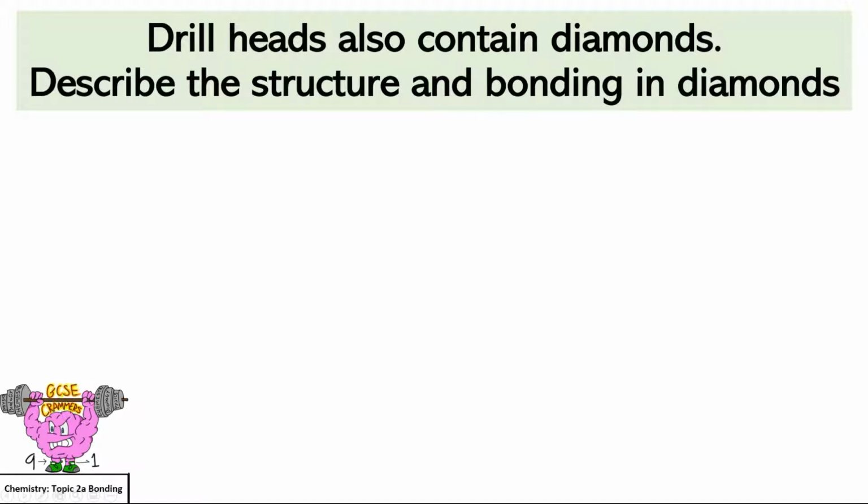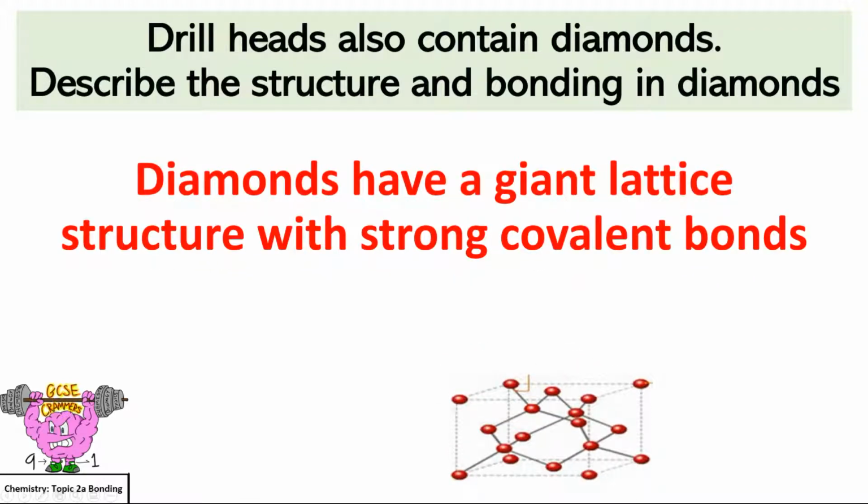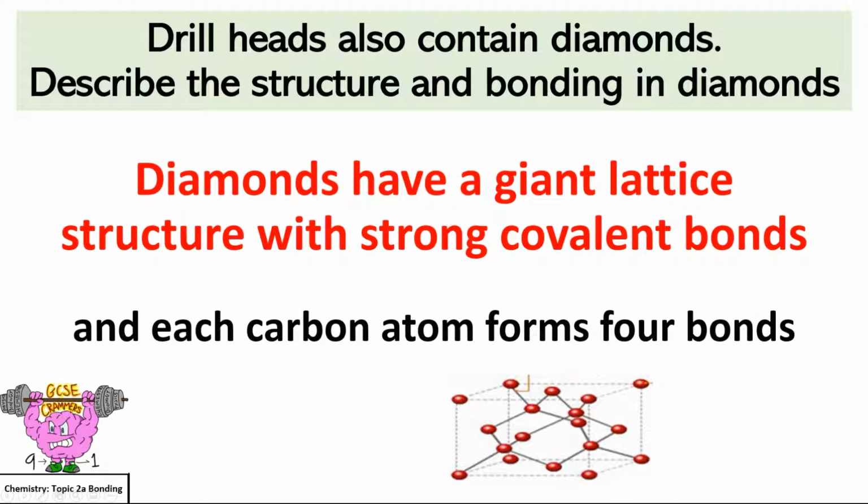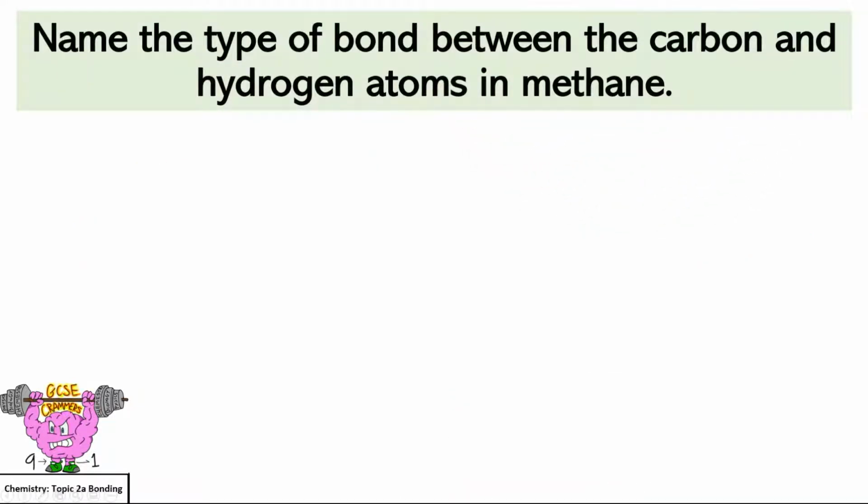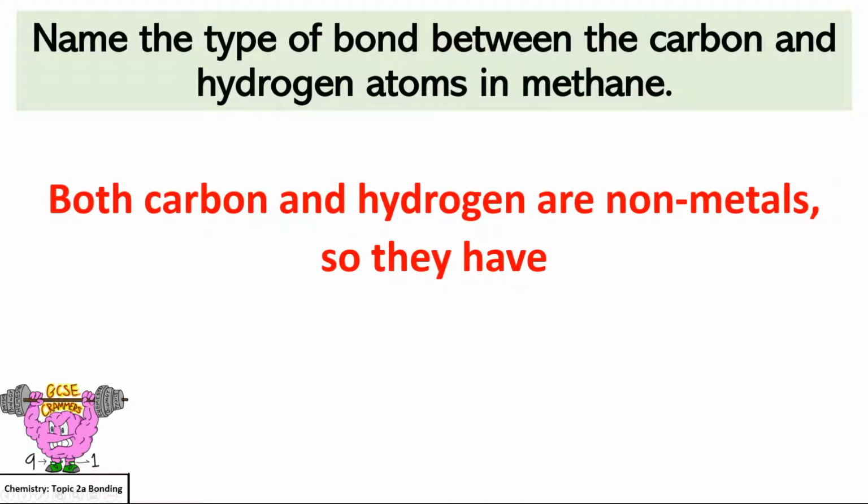Describe the structure and bonding in diamonds. Diamonds have a giant lattice structure with strong covalent bonds, and each carbon atom forms 4 bonds. Name the type of bond between the carbon and hydrogen atoms in methane. Both carbon and hydrogen are non-metals, so they have covalent bonds.